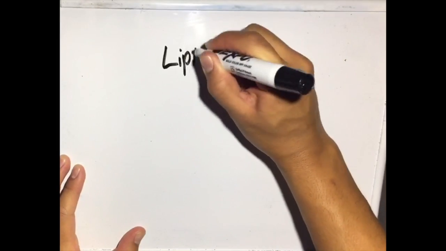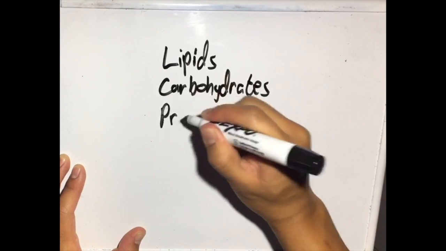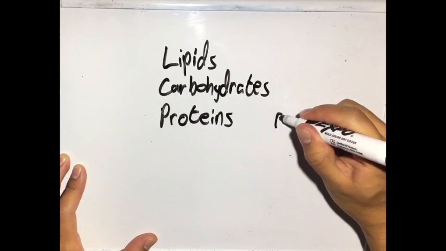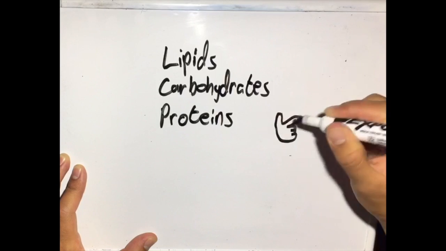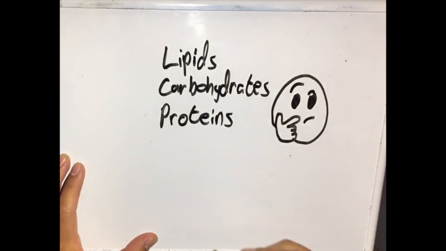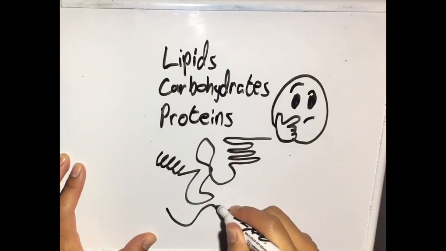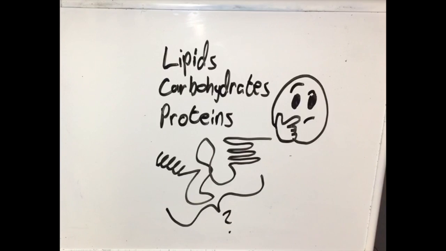Lipids, carbohydrates, and proteins are essential to the function of all living organisms. Yet there are still a lot of unknowns about these macromolecules. For example, how do intrinsically disordered regions contribute to protein function? What are the mechanisms guiding the diversity in protein folding?